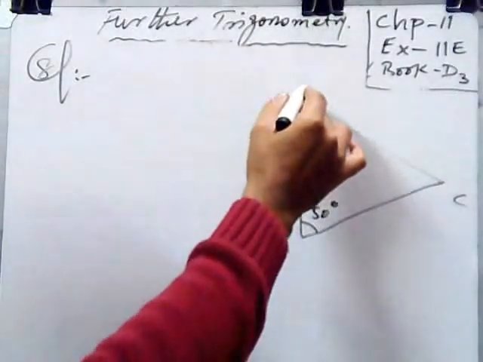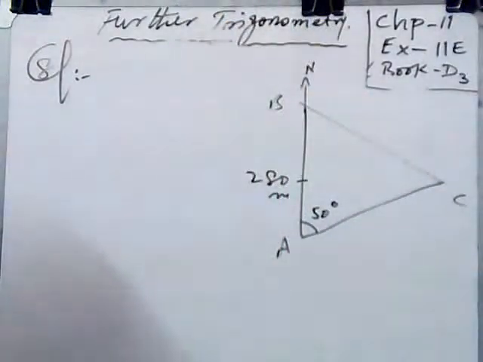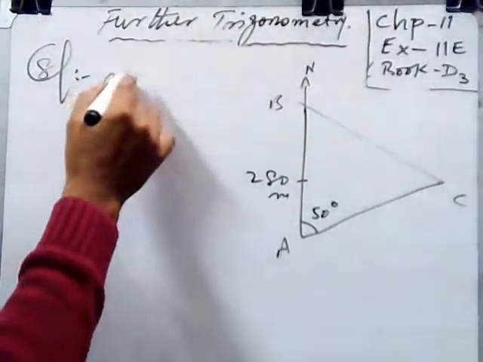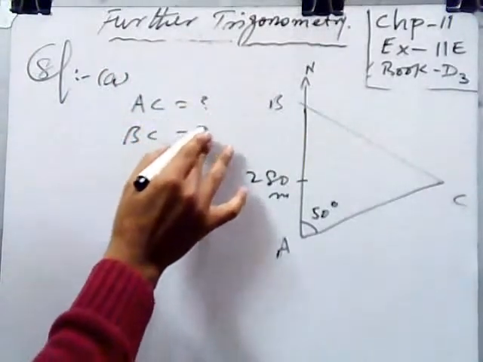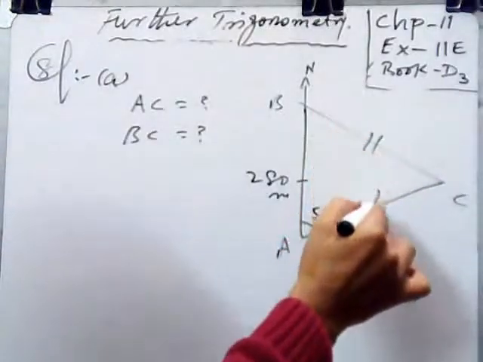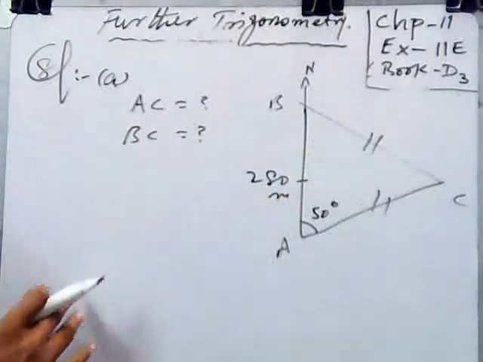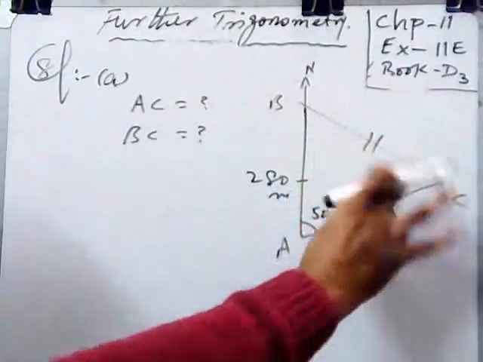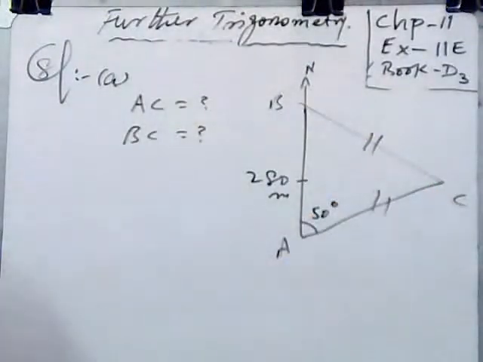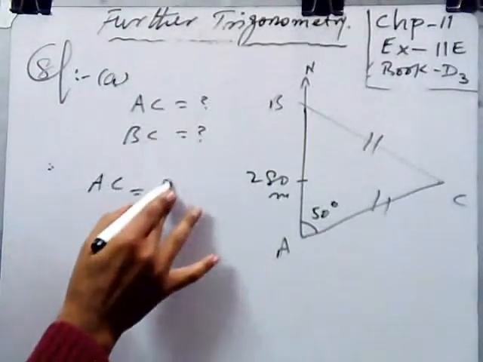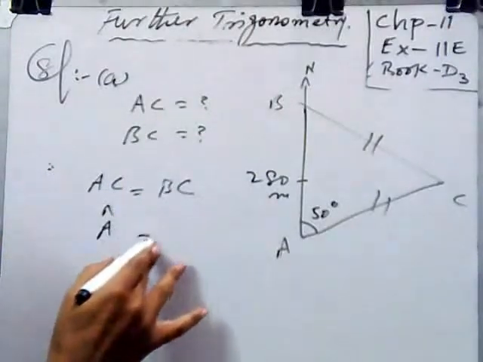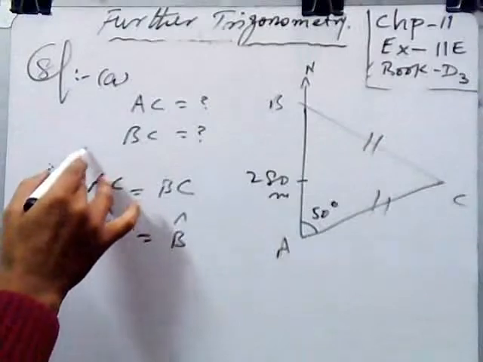That is the north side, that is your A. Now we have to calculate the equidistance from A and B. Equidistance means we have to calculate AC and BC, because AC and BC are equidistant. So the triangle is isosceles, and in an isosceles triangle we are well familiar that AC is equal to BC and angle A is also equal to angle B.